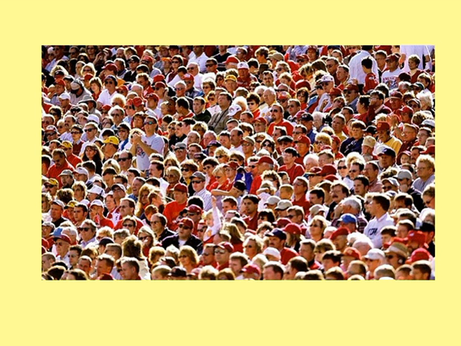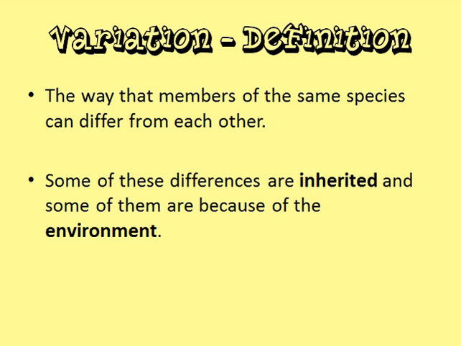These small differences between members of the same species are what we call variation. Some of these differences are brought about by the genes, i.e. what you inherit from your parents, and some are brought about by the environment, and some are brought about by a combination of the two. So, a definition. Variation: the way that members of the same species can differ from each other. Some of these differences are inherited, and some of them are because of the environment.